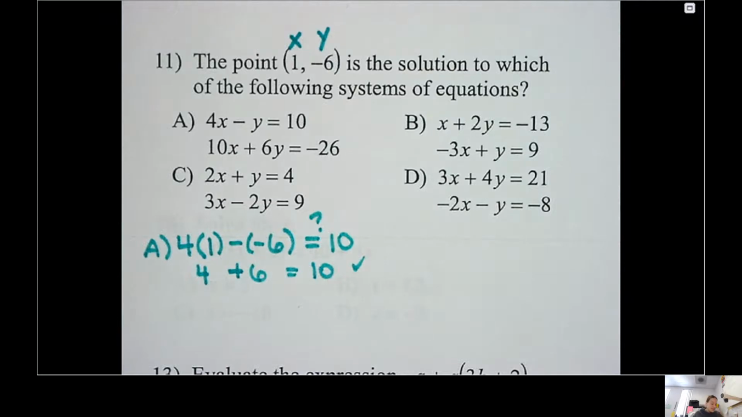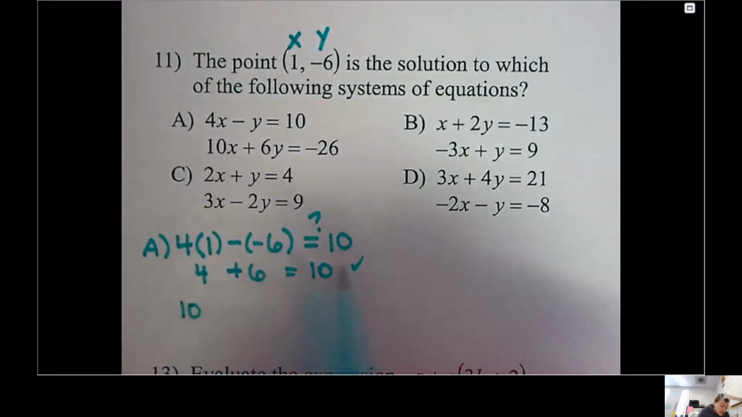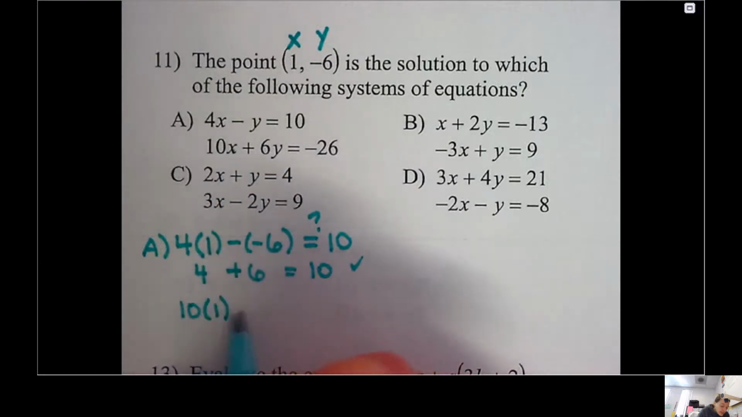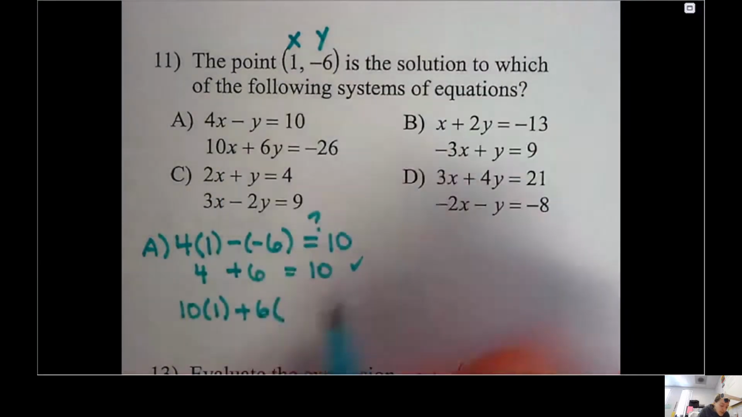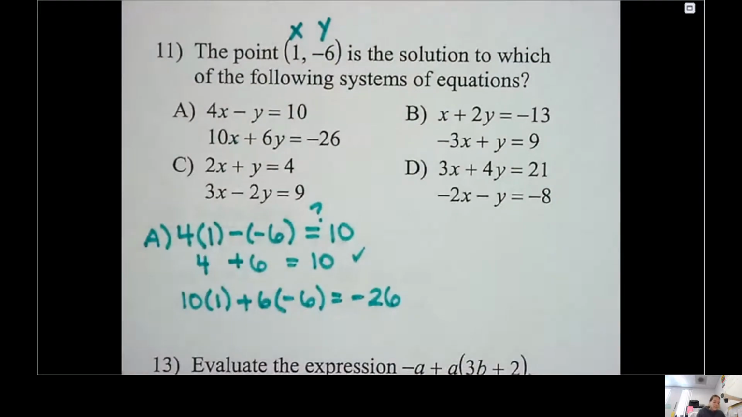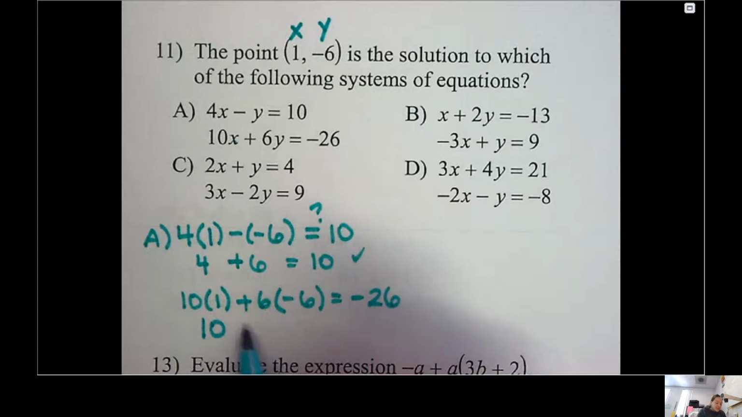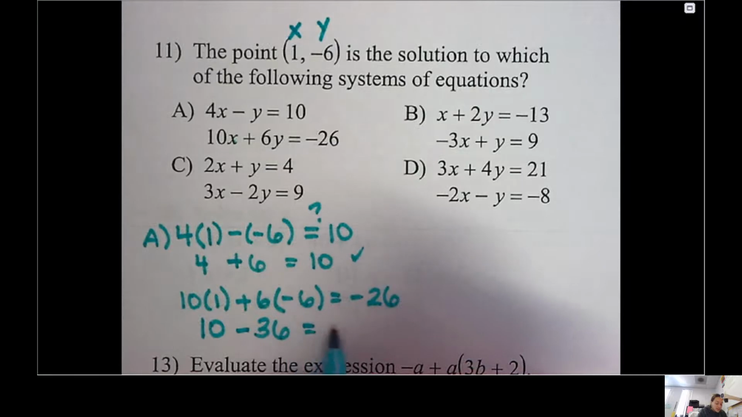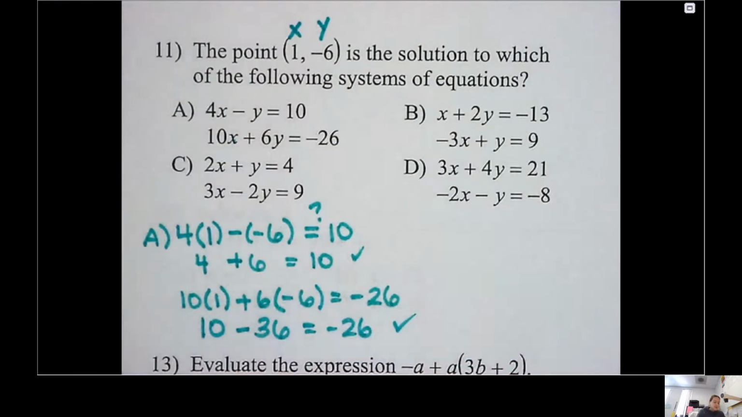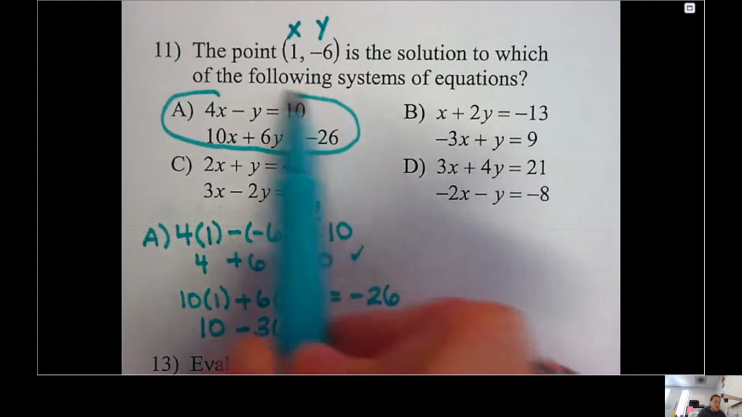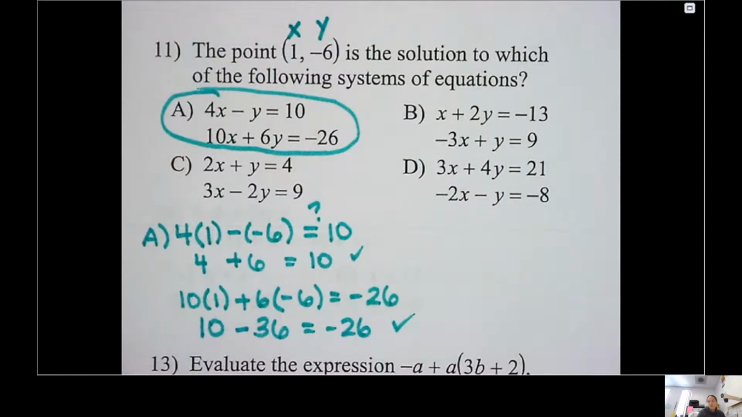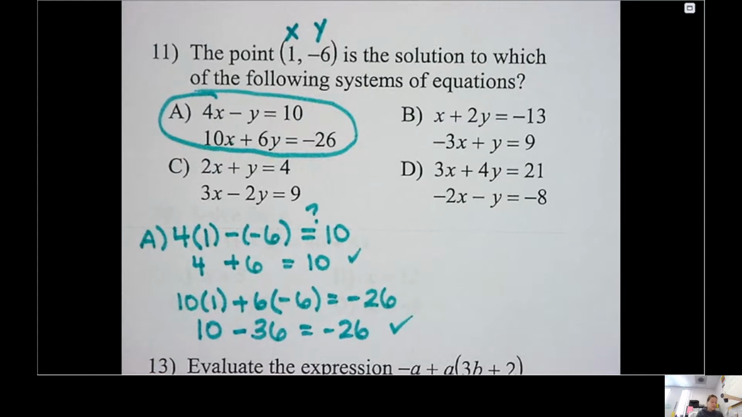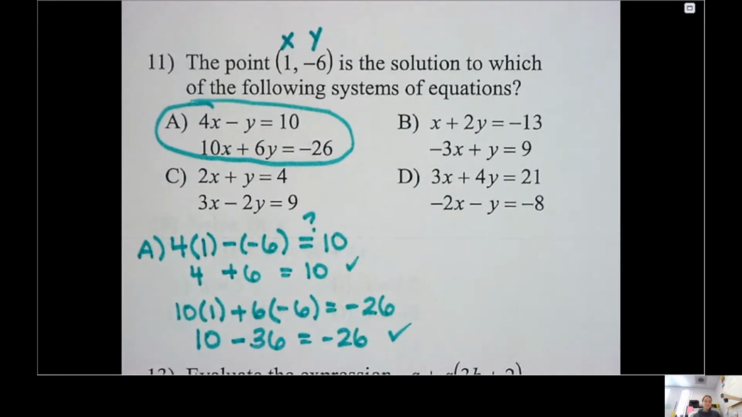Now I'm going to try plugging it into the second one. 10 times x, my x is 1, plus 6 times y, my y is -6. I need to see, does that equal -26? 10 times 1 is 10. 6 times -6 is -36. And 10 minus 36 is -26. Wow, that worked out. Okay, so there we go. That's my answer. It worked out. Ta-da! So I just plugged in. If it didn't work, I would keep going. But since that one worked, hey, I'm all in. On to the next one.